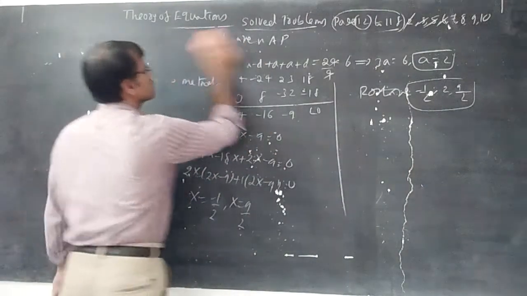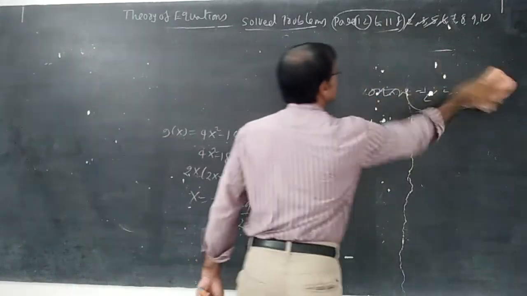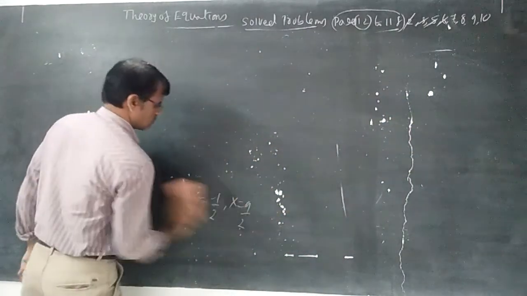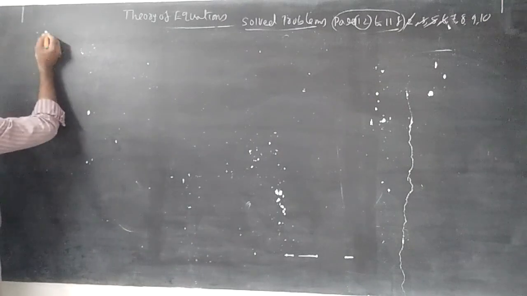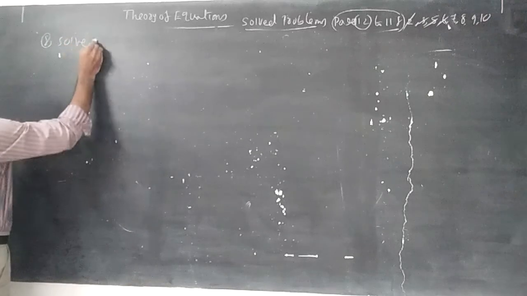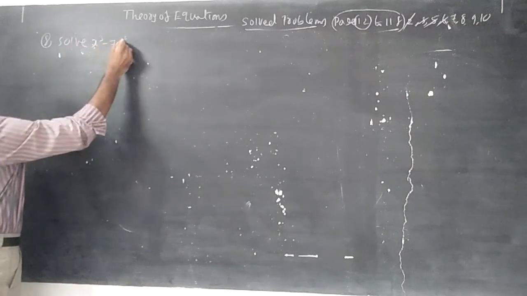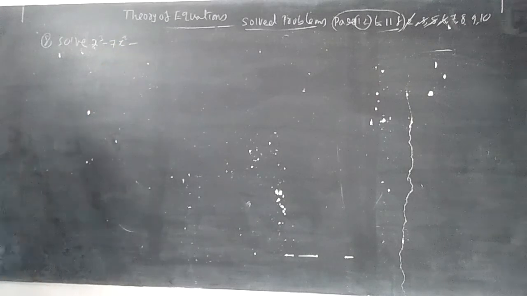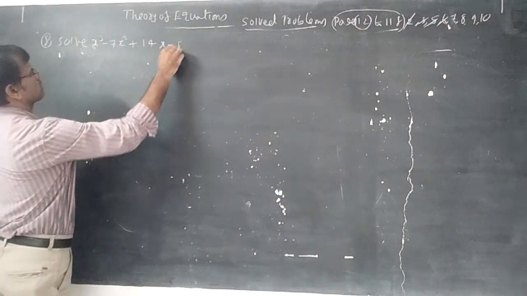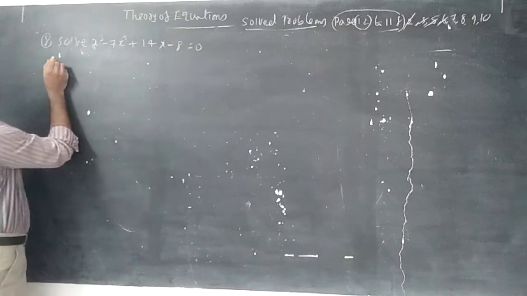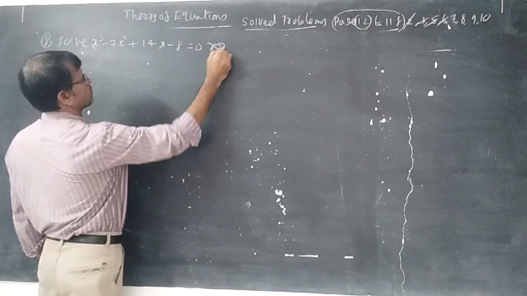Let us discuss 8th question. Solve x cube minus 7x square plus 14x minus 8 equal to 0. Roots are in GP.